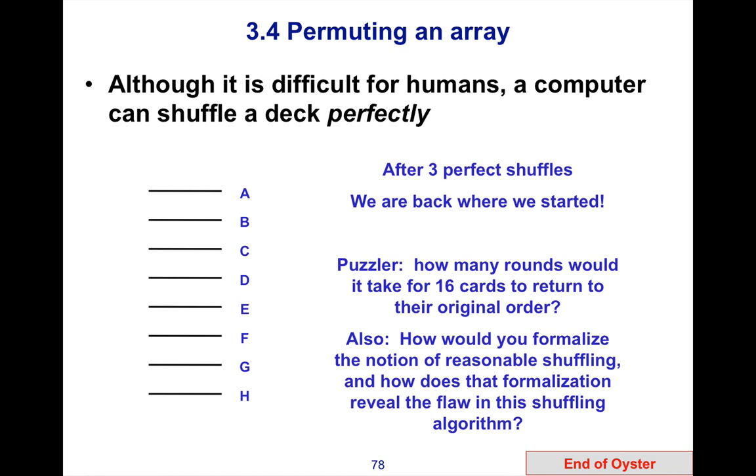It would be interesting to consider how many rounds it would take for 16 cards to come back to the original order. And also we'll be thinking about how you formalize this idea of what is a reasonable shuffle of a deck and what makes for a fair deck for a game.